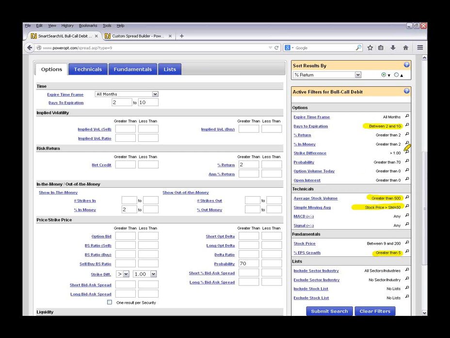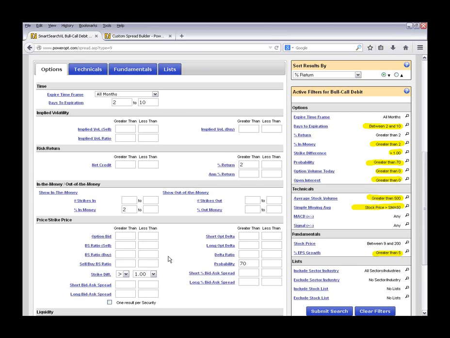This is the weekly screen. Again, we're 2 to 10 days out in time. Now, though, instead of being out of the money, remember, with our debit spread, we want to be in the money, all right, to get that probability of greater than 70%. We want to see some liquidity and open interest. And, of course, you can set your strike difference any way you want to.